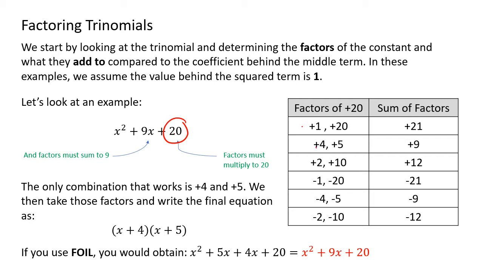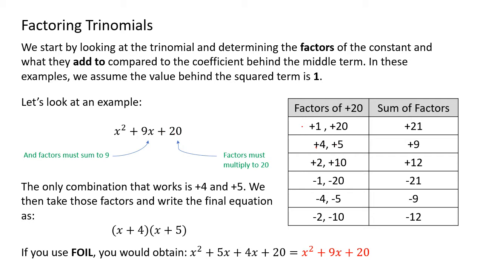So positive 1 times positive 20 is positive 20. 4 times 5 is 20. 2 times 10 is 20. You can also have both numbers being negative. Negative 1 times negative 20 is positive 20. Negative 4 times negative 5 is positive 20. And negative 2 times negative 10 is also positive 20. So that's step number 1, determining a list of all those factors.